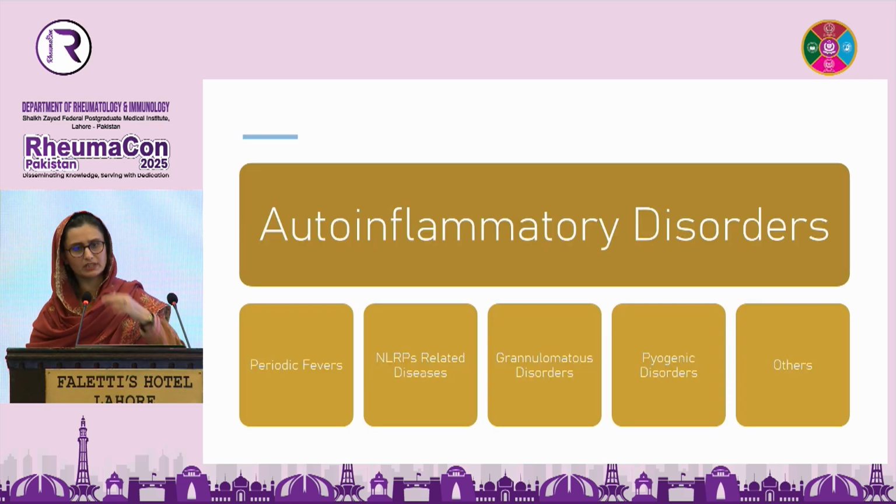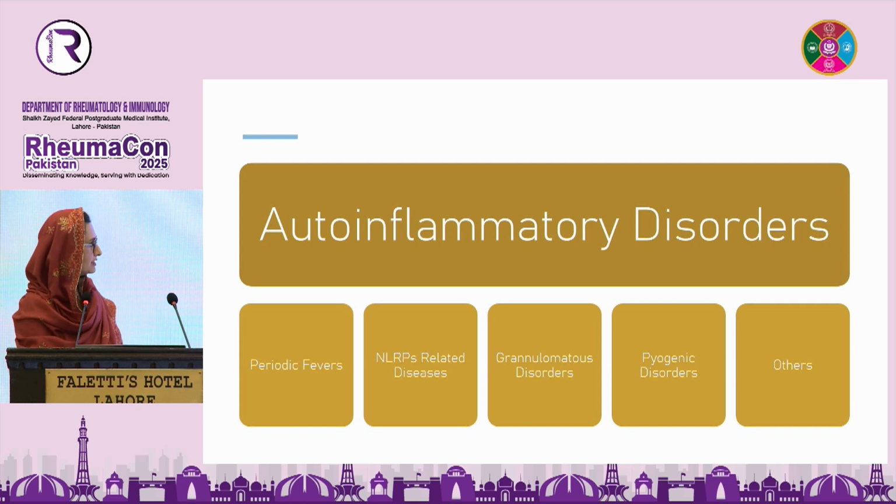So broadly speaking, we can divide them into 5 main groups. Number 1 is the periodic fevers. Then we have NLRP-related diseases. NLRP, if you remember from the previous cartoon, is the inflammasome. Then granulomatous disorders, pyogenic disorders, and then a group of miscellaneous other diseases having diverse kinds of pathophysiology.